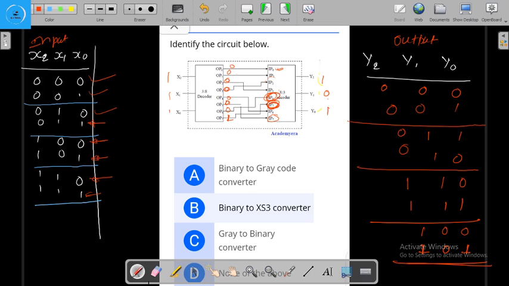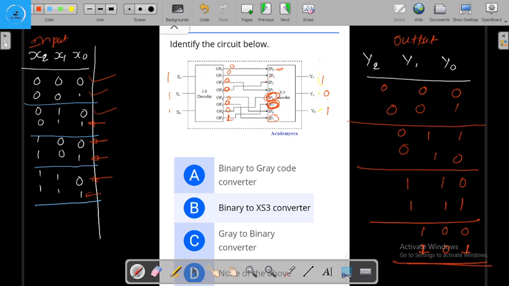Now compare. For 000 we are getting 000. For 001 we are getting 001. For 010 we are getting 011. For 100 we are getting 110, for 101 we are getting 111, for 110 we are getting 100, and for 111 we are getting 101, right?